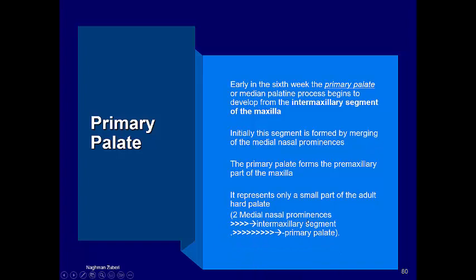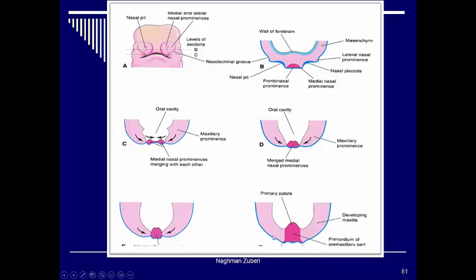Two medial nasal prominences merge and make the intermaxillary segment, which gives rise to the primary palate. Here we can see two medial nasal prominences. When they merge, they give the primary palate.